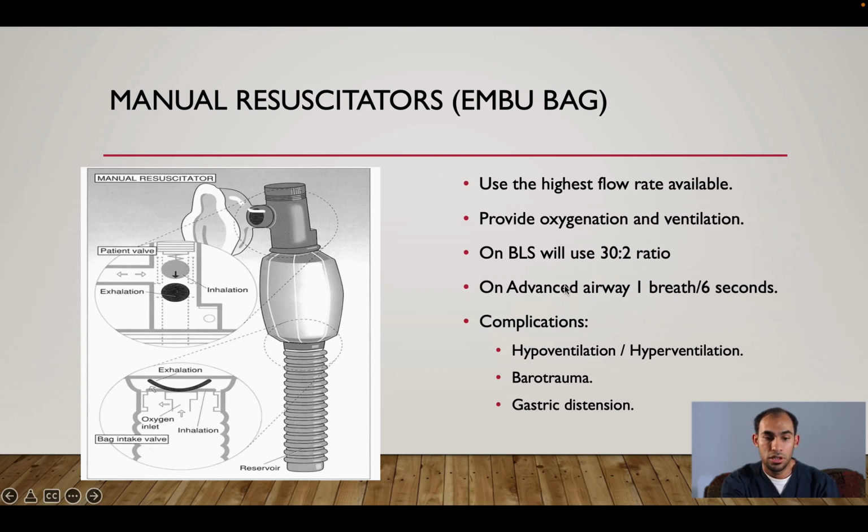There are complications of the Ambu bag if you don't use it the right way. Sometimes it will cause hypoventilation or hyperventilation. Sometimes it will cause barotrauma, and sometimes it will cause gastric distension. And that's it for today.